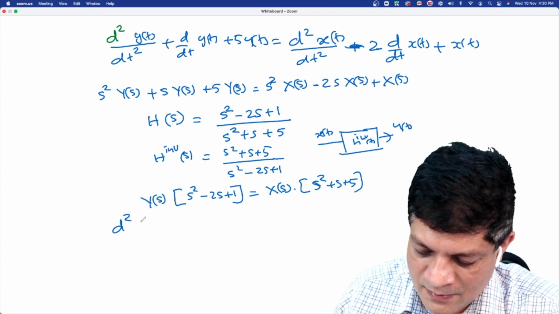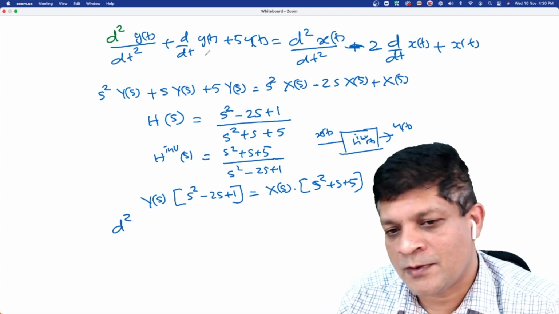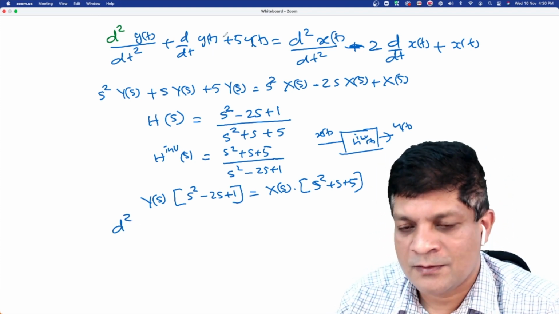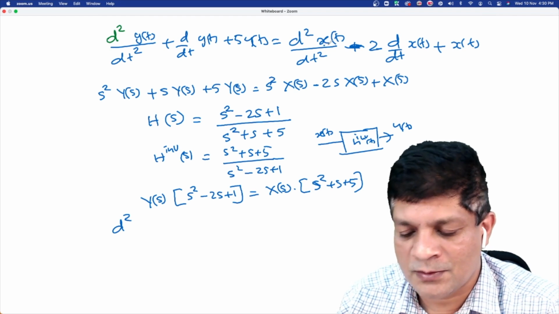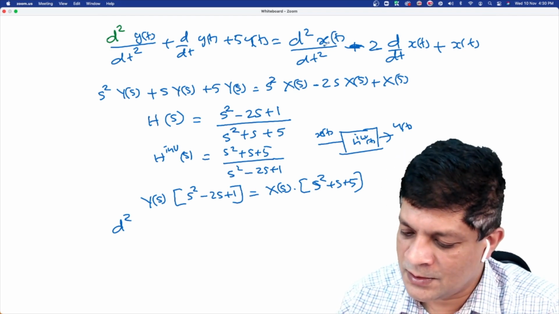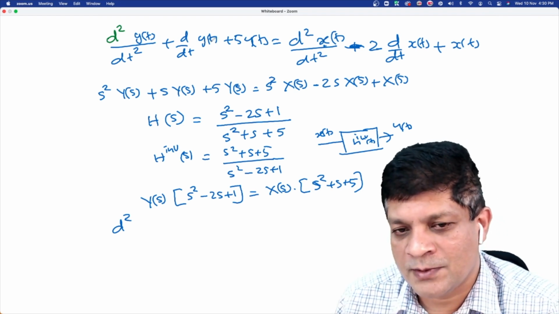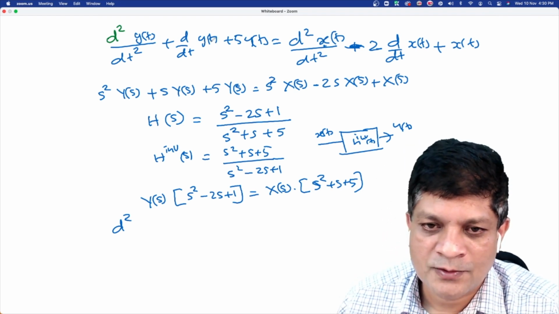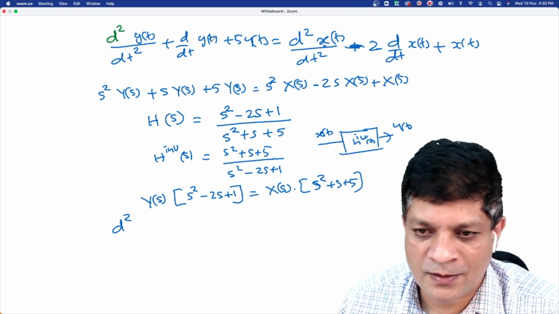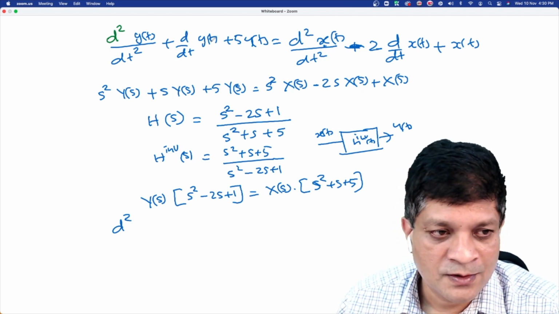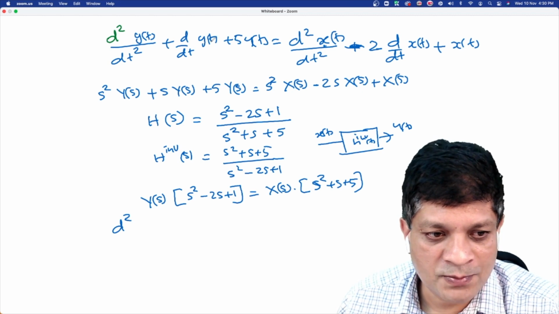Instead of y(t) there would be x(t), and instead of x(t) there would be y(t); it will be reversed. Instead of x(t), it will be y(t), and instead of y(t), it will be x(t). Okay, so that is the first part of that question. What about the second part?